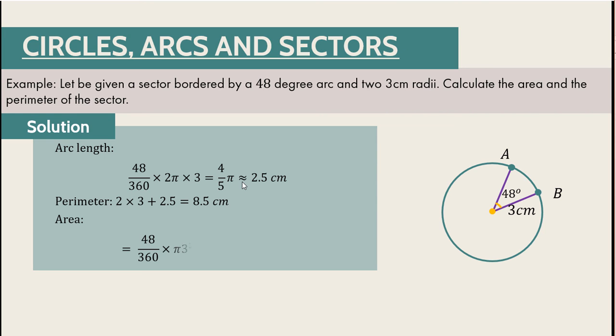And the area is 48 divided by 360 multiplied by the area of the circle, which is pi times 3 squared, and that is equal to 6 over 5 pi, which is approximately 3.77 square centimeters. Okay, have you all got the same answer? If you find any mistakes or errors in my lecture, please report them to me in the comment section.